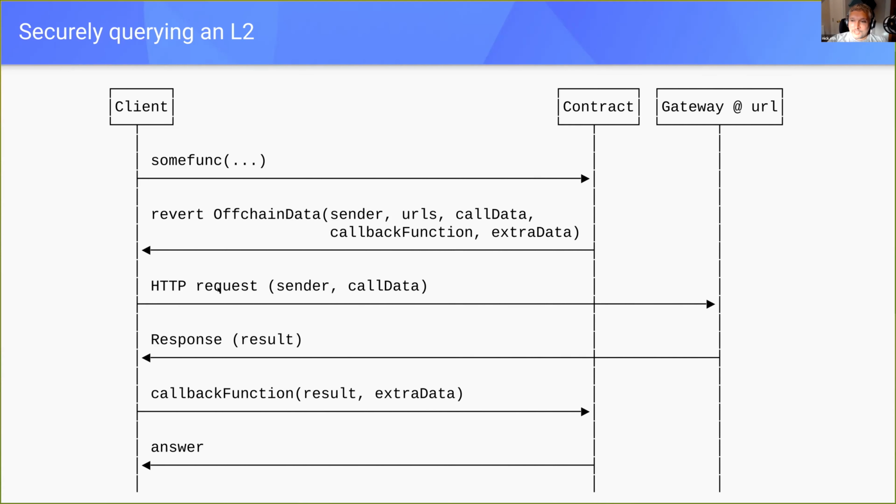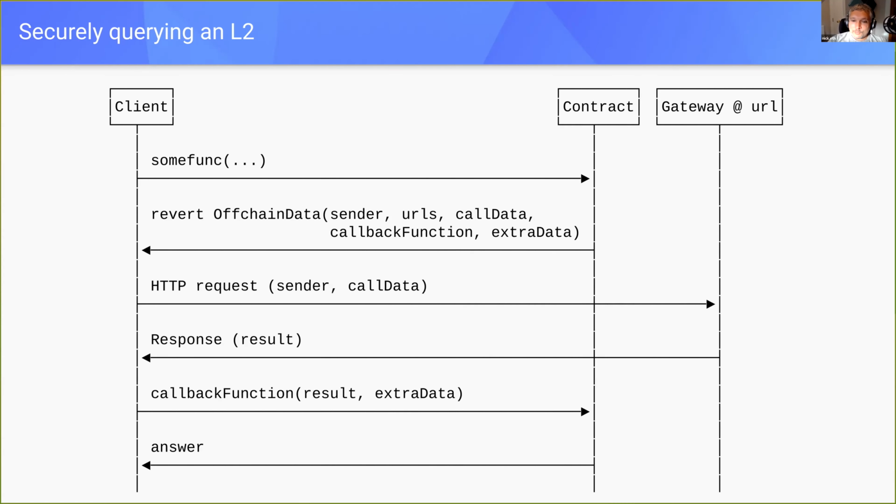HTTP request to the gateway that it was provided the URL for, with the address of the contract that requested it and all the call data that contract needed. And it's important to note here that call data, callback function, and extra data are all completely opaque to the client. It doesn't have to care how they're formatted, whether they're ABI encoded or something else. The gateway has to understand it in some fashion. The contract has to understand it in some fashion.